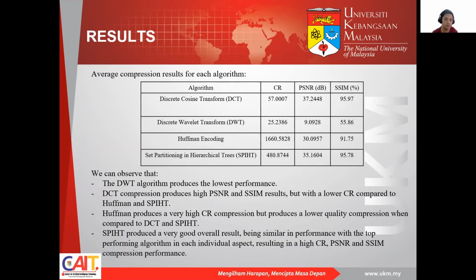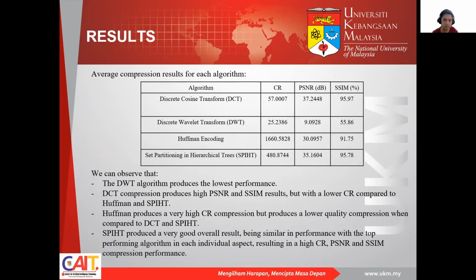For the DWT algorithm, we achieve a CR of 25.24, a PSNR of 9.0928 decibels, and an SSIM of 55.86%. For Huffman, we achieve a compression ratio of 1,660.58 times, a PSNR of 30.0957 decibels, and an SSIM of 91.75%. And last but not least, for SPIHT, we achieve a compression ratio of 480.87 times, a PSNR of 35.1604 decibels, and an SSIM of 95.78%.